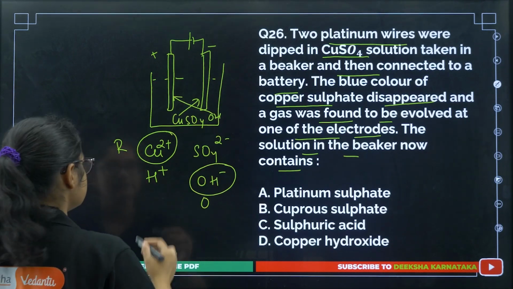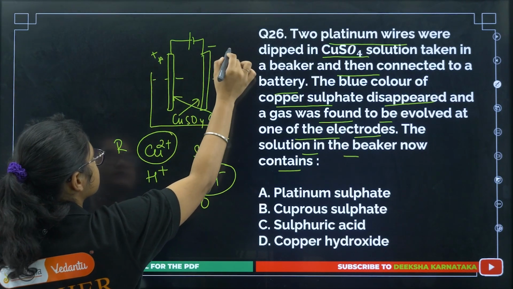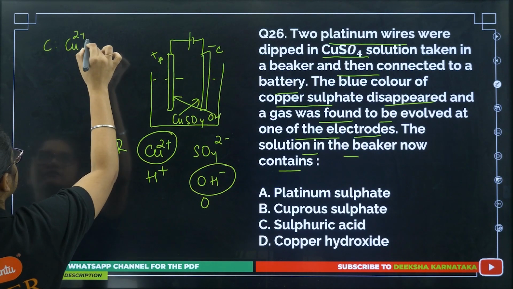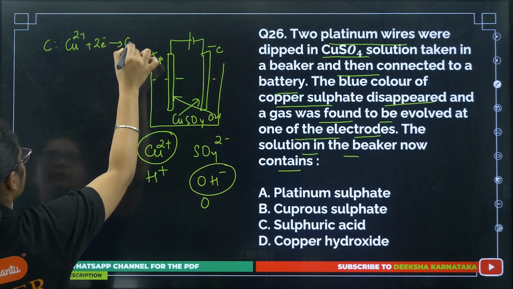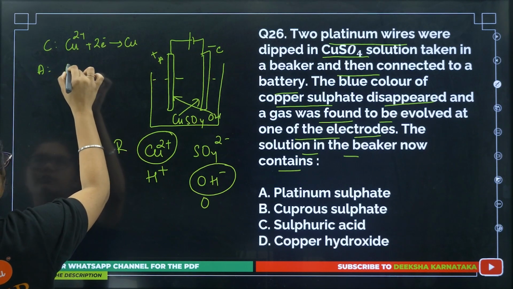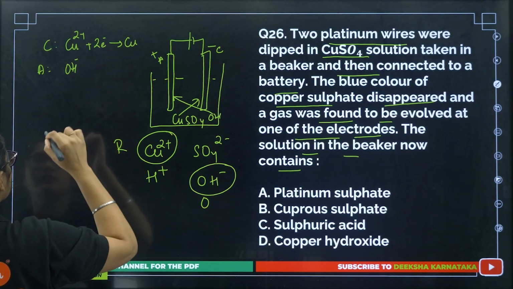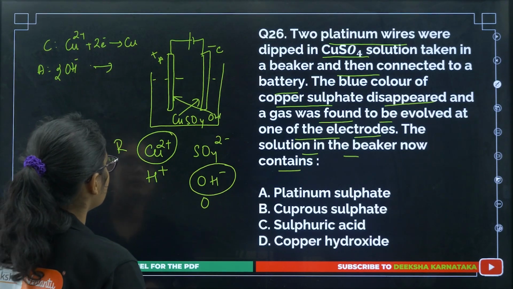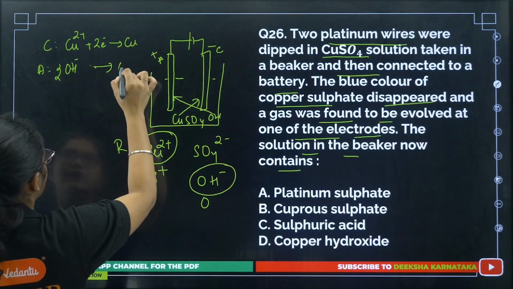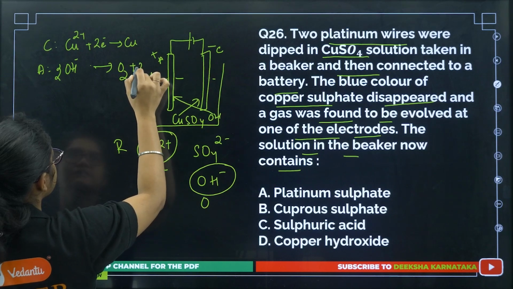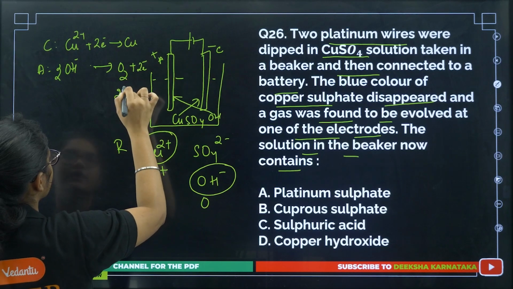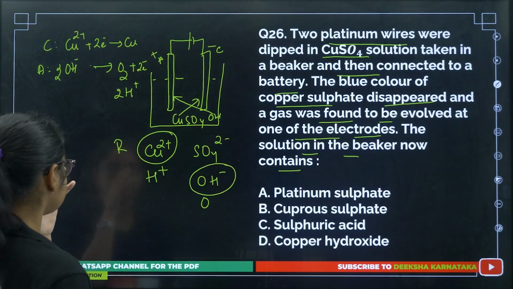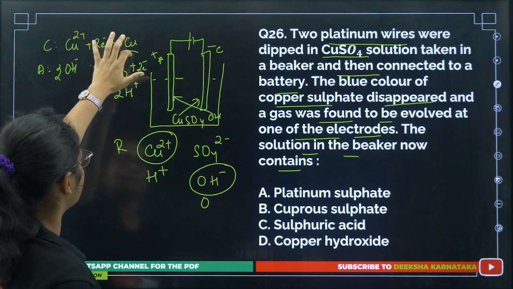So what will be the reactions? If you see, this is my anode and this is cathode. So at cathode what reaction takes place? Cu2+ plus 2 electrons giving you Cu, and the reaction taking place at anode is OH-, right? 2 OH- giving you, this will release, so I'll get O2 plus 2 electrons plus 2 H+, right? So now if you see here, O2 gas is produced and copper is released.